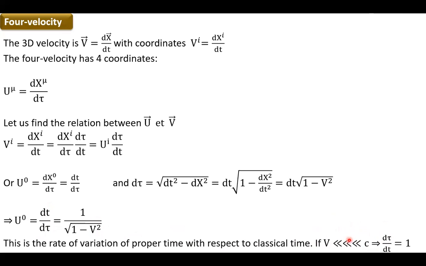But for higher velocities, dt over d tau is not 1, so you have to consider the variation of time between two frames. So when you switch from r to r prime, you have to consider this variation of time.